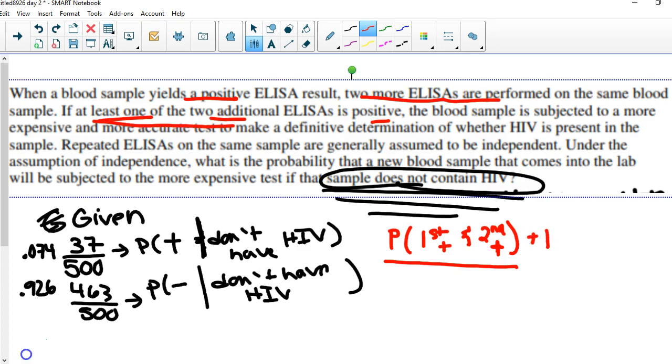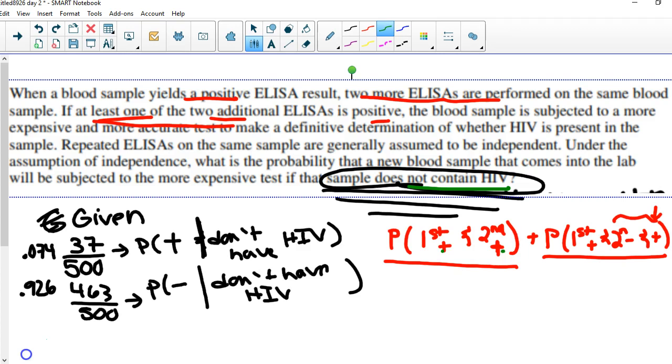Or the probability the first one is positive and the second one is negative, okay? But then the third one has to be positive. This again is at least one of the two that they perform after that first one. What is that? So at least one, they're going to get more expensive testing. So there's two different ways this can happen. So remember, this is all for people who do not have HIV.